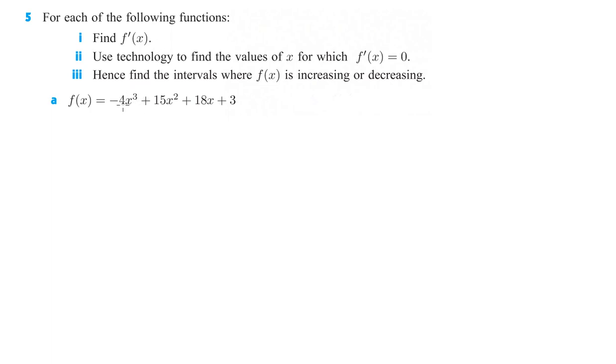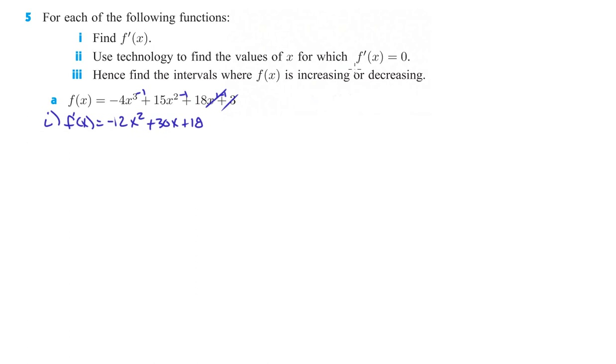Okay, so 3 times our derivative here, f prime of x. 3 times negative 4 is negative 12. x, 3 minus 1 is squared here. 2 times 15 is 30. x, subtract 1, and that's x to the first. 1 times 18 is 18. Subtract 1, and the x's are gone, and the derivative of a constant is 0. So we found the derivative of f of x.